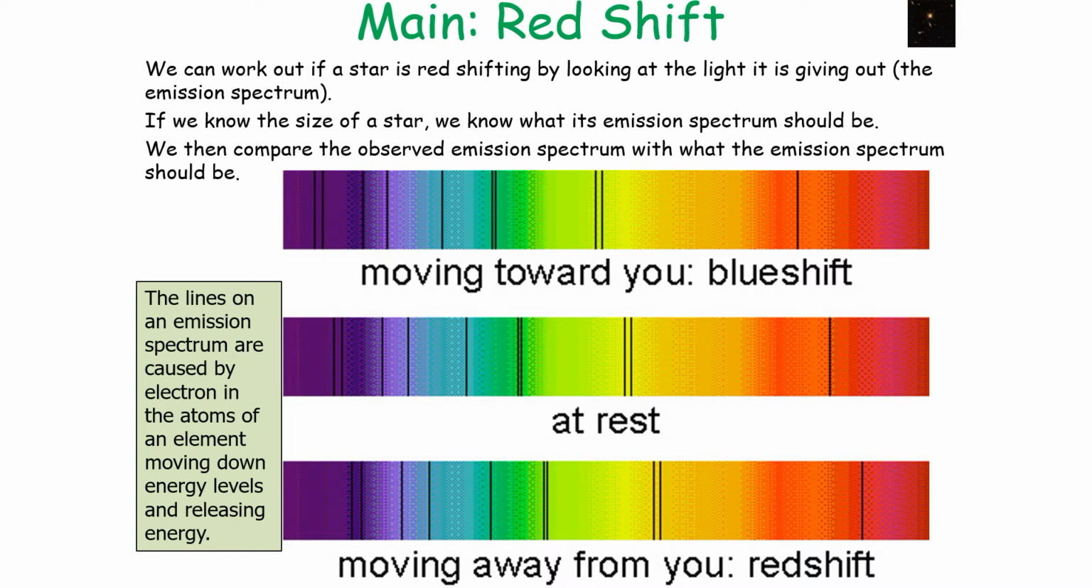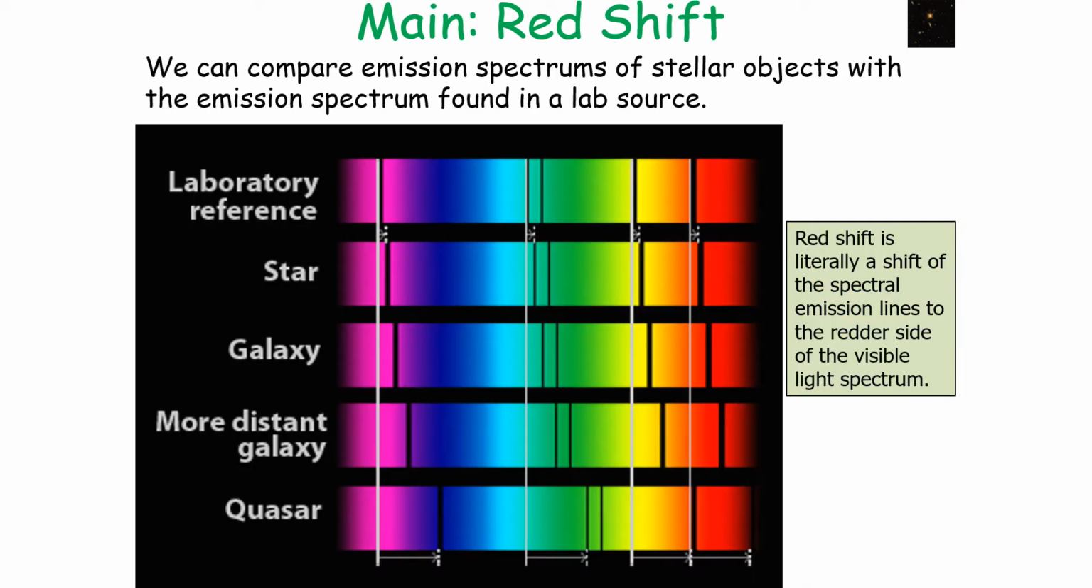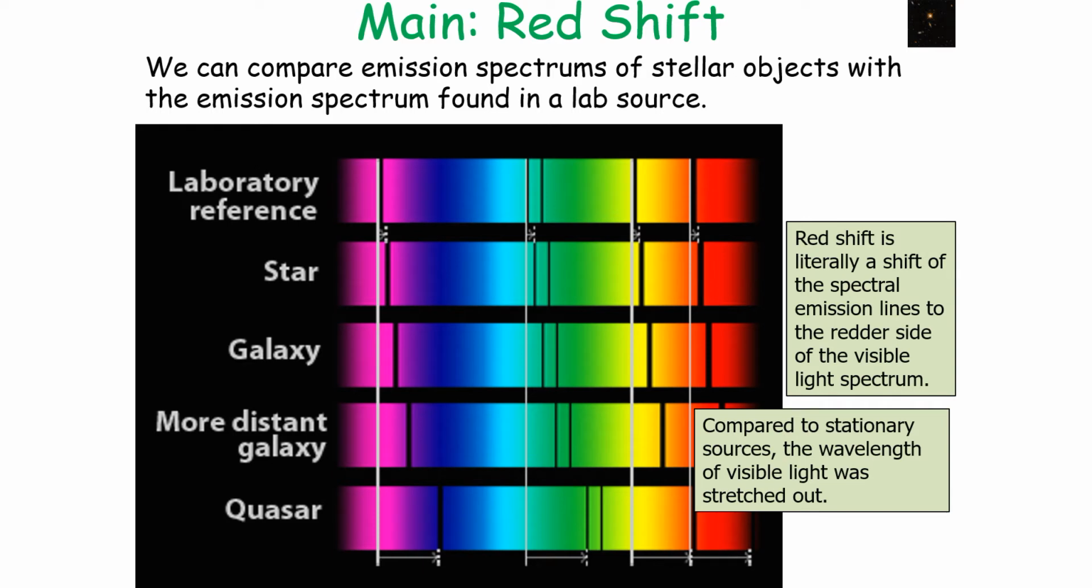Now, interestingly, the black lines on these emission spectrum diagrams are caused by electrons in the atoms of an element moving down energy levels and releasing energy. So this again is revision from physics paper 1. Now, redshift is literally the shift of the spectral emission lines to the redder side of the visible spectrum. So you'll notice the pattern of the black lines on the laboratory reference that you can see in the star, the galaxy, and the more distant galaxy. Those black lines are shifting towards the red part of the visible light spectrum. So compared to stationary sources, we could see that the wavelength of visible light was stretching out and therefore the light was appearing redder. So that's a very important idea.